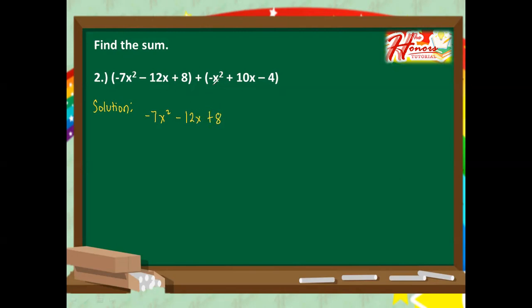And then we have here negative x squared. We will write it below negative 7x squared because they are alike, because of the variable and their exponent. So we have here negative x squared. And then positive 10x will be written here below negative 12x because they are the same, because of the variable and the exponent. Next, we have here negative 4, so we will write it below positive 8. And then, if you want to, write addition here. Then let's combine.